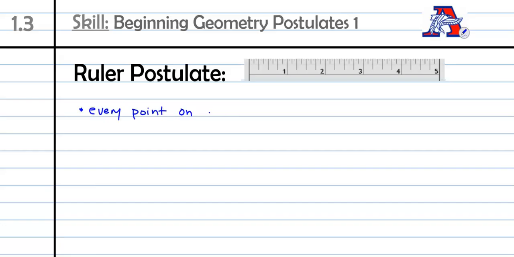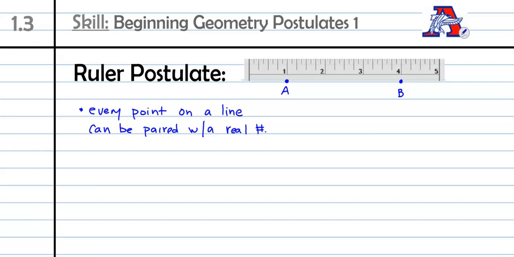Every point on a line can be paired with a real number. Use a little shorthand like that, okay? So what I mean by that is you could put a point like right here, we could call it A, and that A is paired with the real number 1. And we could put another point maybe right here, and we could call it B, and that point B could be paired with that real number 4.